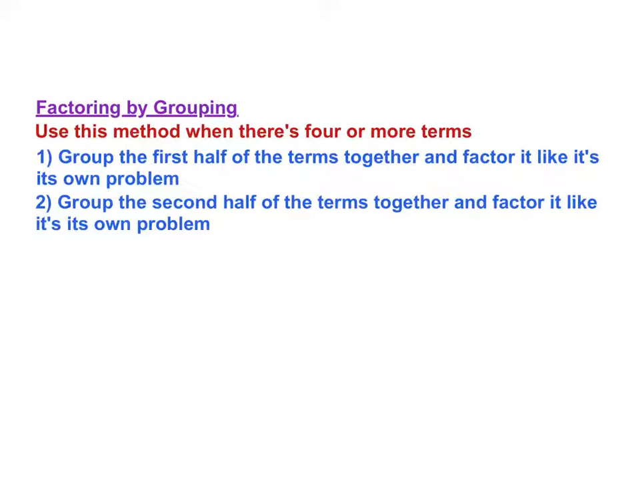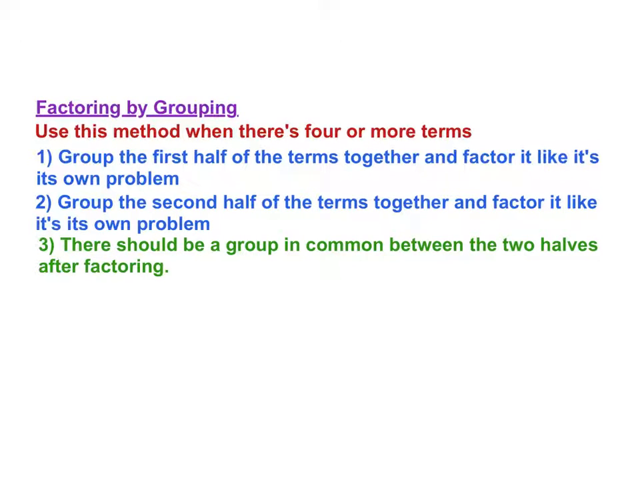After you do that, there should be a common group between the 2 sets. And in your homework last night, there were a few problems that were sort of halfway done like that, where you factored out a binomial. The same idea is going to happen with this. That was almost like a halfway step of factoring by grouping. So there should be a group in common between the 2 halves after you factor each half. And that's essentially what grouping is.